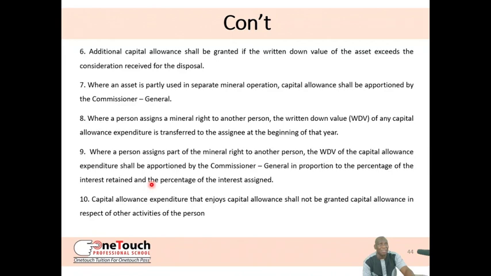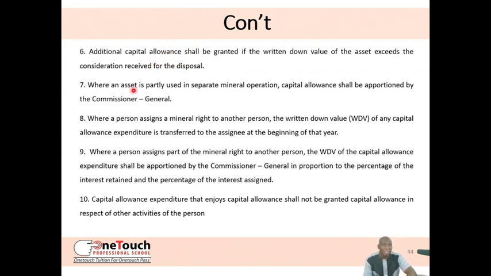Additional capital allowance shall be granted if the original value of the asset exceeds the consideration received for the disposal. So where all assets in the pool have been realized, and yet the consideration received is less than the written down value of the pool, then the remaining figure will be given to you as an additional capital allowance. I repeat, where all assets in the pool have been realized, yet the consideration received is less than the written down value. Under normal circumstances, what is left, you have to divide by the remaining useful life. But in this particular scenario, all assets in the pool have been realized, so there's nothing to carry forward again. Then in that case, whatever figure is left, because the original value is more than the consideration, the whole figure will be granted as an additional capital allowance.